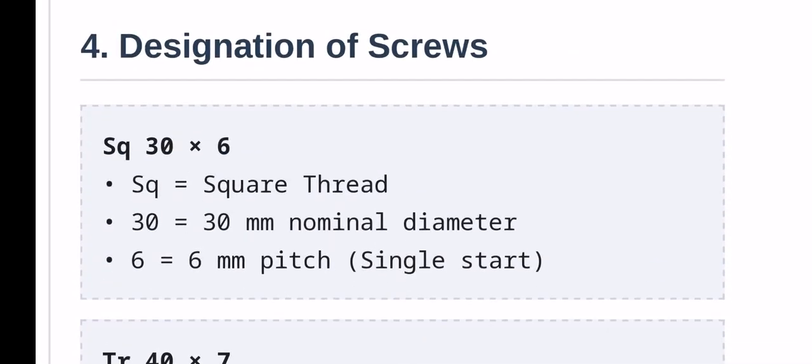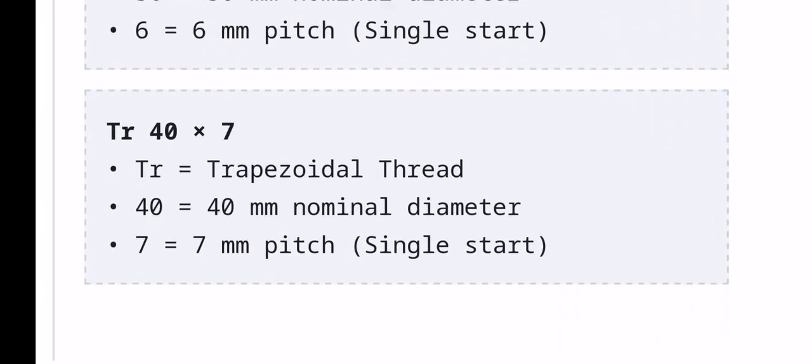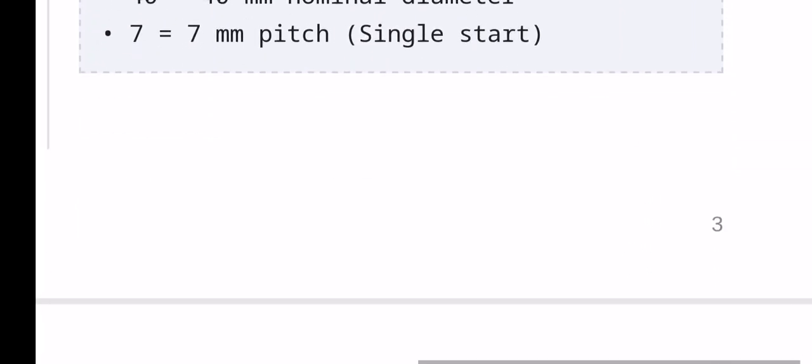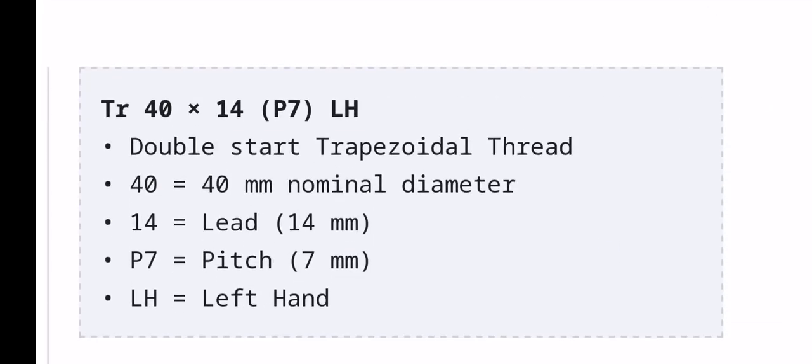Designation of screws. Sq 30 by 6: square thread, 30 mm nominal diameter, 6 mm pitch, single start. TR 40 by 7: trapezoidal thread, 40 mm nominal diameter, 7 mm pitch, single start. TR 40 by 14 P7 LH: double start trapezoidal thread, 40 mm nominal diameter, lead 14 mm, pitch 7 mm, LH means left hand.